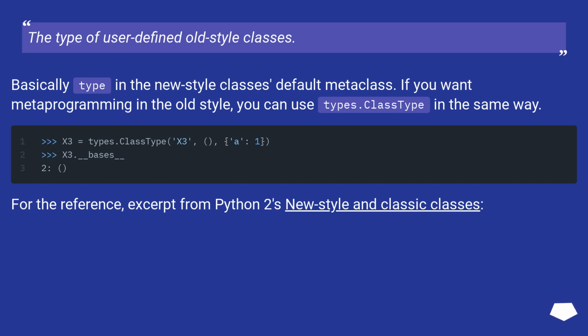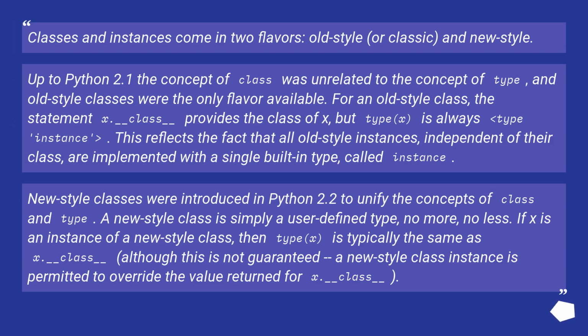For reference, an excerpt from Python 2's new style and classic classes. Classes and instances come in two flavors, old style, or classic, and new style. Up to Python 2.1 the concept of class was unrelated to the concept of type, and old style classes were the only flavor available. For an old style class, the statement x.__class__ provides the class of x, but type(x) is always instance. This reflects the fact that all old style instances, independent of their class, are implemented with a single built-in type, called instance.